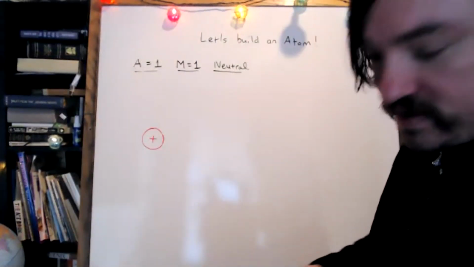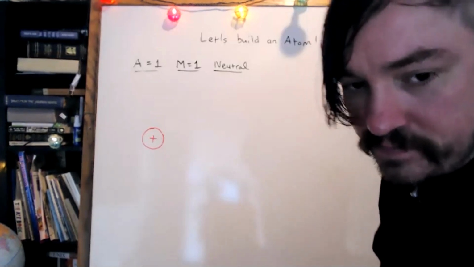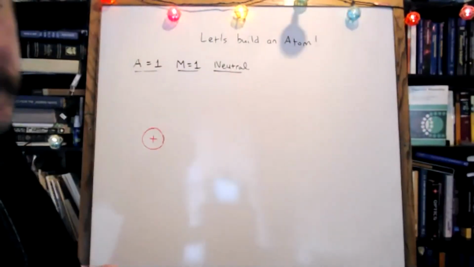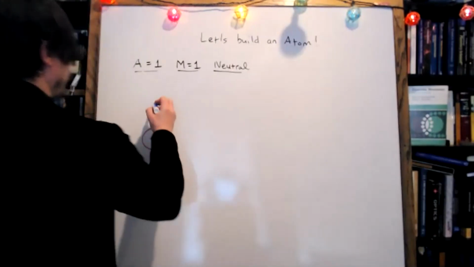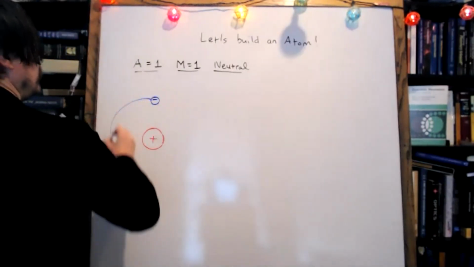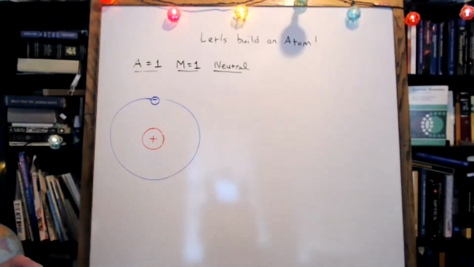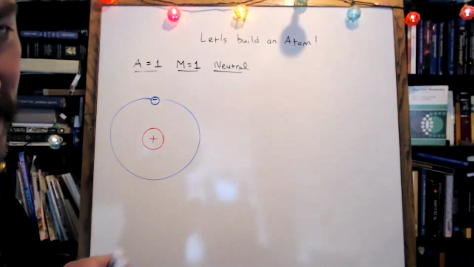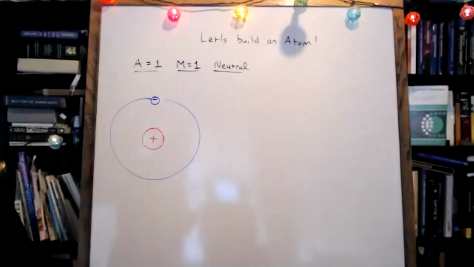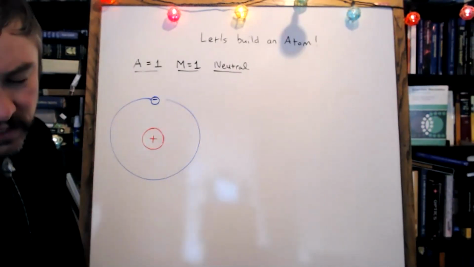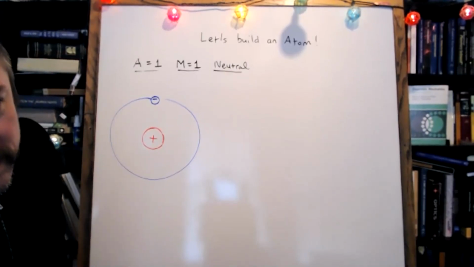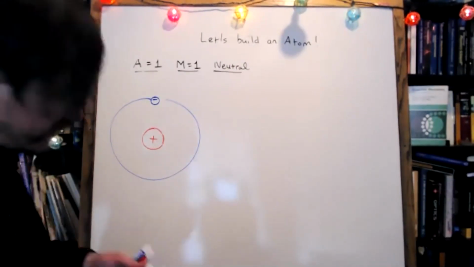How many electrons does this atom have? I'd say 1. How do you know 1? Because it has to be neutral. That's right. And neutral means same number of positive as negative charges. This is your atom. It's the most famous atom in the entire universe. It's the most abundant atom in the entire universe. What is the name of this atom? Hydrogen. That's right.